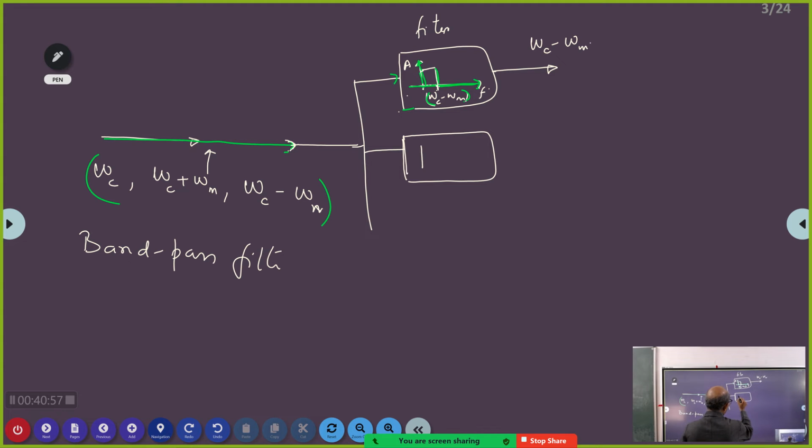Now I will have one more filter here, whose characteristic is like this. This is omega c. That means all the frequencies below omega c and all the frequencies above omega c are cut off. Only omega c frequency is allowed. Got it?